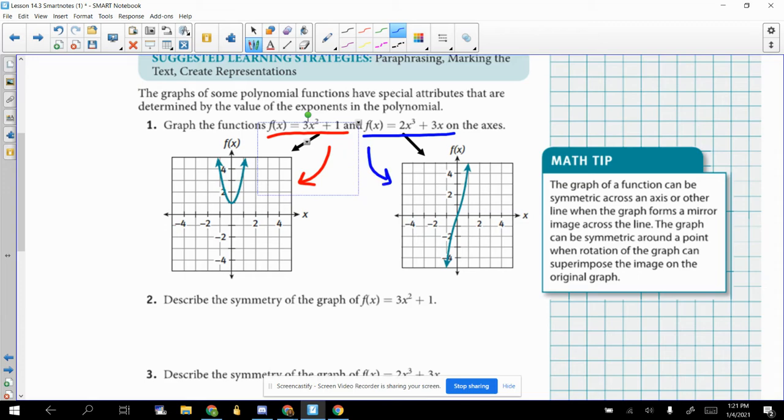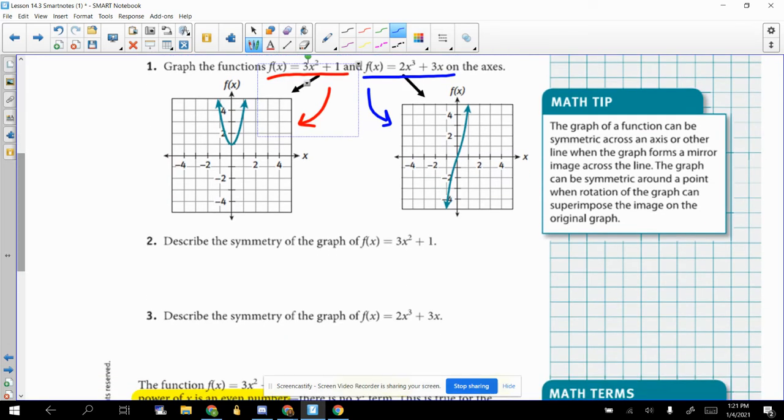Okay, so first of all, number 2 says, describe the symmetry of the graph of f of x equals 3x squared plus 1. So that's the one we have in red there. So in order to describe that symmetry, it's a quadratic. It's what we were actually looking at in unit 2.